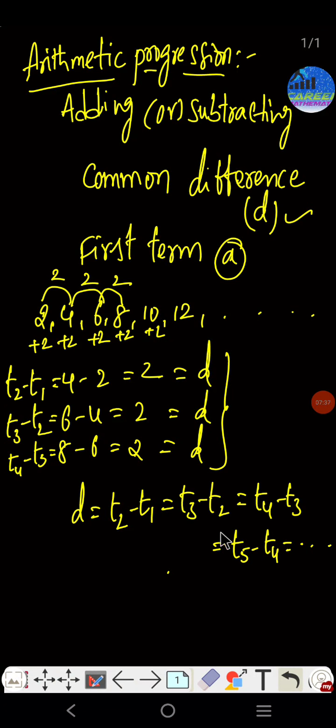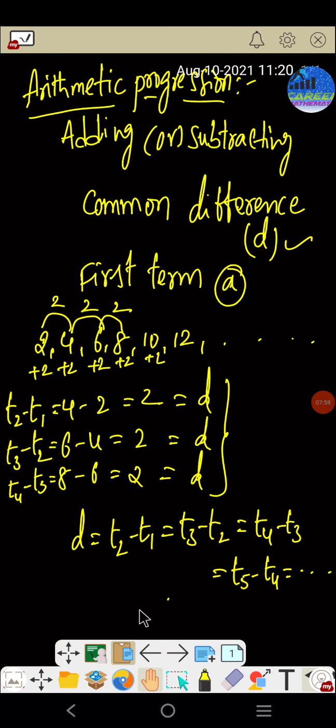Is it clear? So for example, if they give any one progression, check whether the given progression is arithmetic or geometric. How to check? For arithmetic, I have to check the common difference. If the common difference of two successive terms is the same, then the progression is called an arithmetic progression. Now see one more example here.